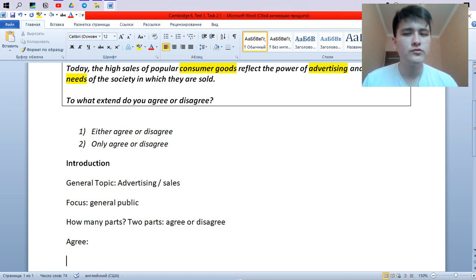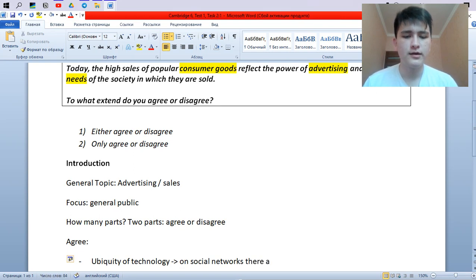So why do you agree that people are buying consumer goods not because they need them, but because they're advertised? Well, I guess this is because of the ubiquity of technology. That means technology is everywhere. So what does it have to do with advertising? Well, on social networks, for example, there are a lot of ads.